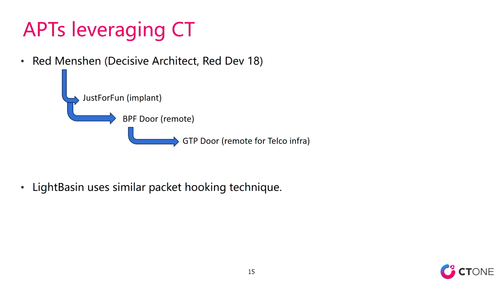There are a few APTs that target telecommunications, and some of them have also developed tools that are specific for cellular network protocols. One of them is Red Mention. One of the tools they use is BPF Door. BPF Door is a clever backdoor. I will explain it later. And BPF Door has a new, recently discovered variant called GTP Door, where the attackers use GTP packets or cellular communication protocols to hide inside packet core infrastructure.